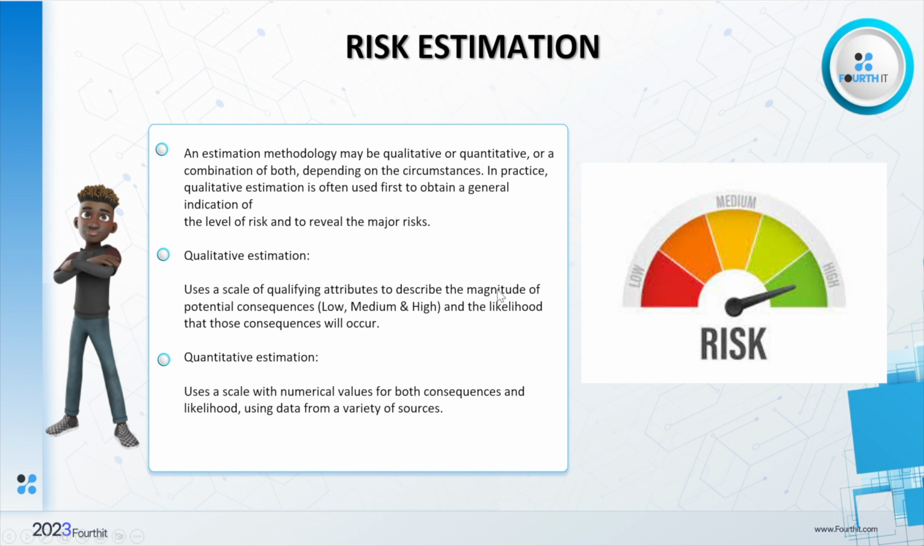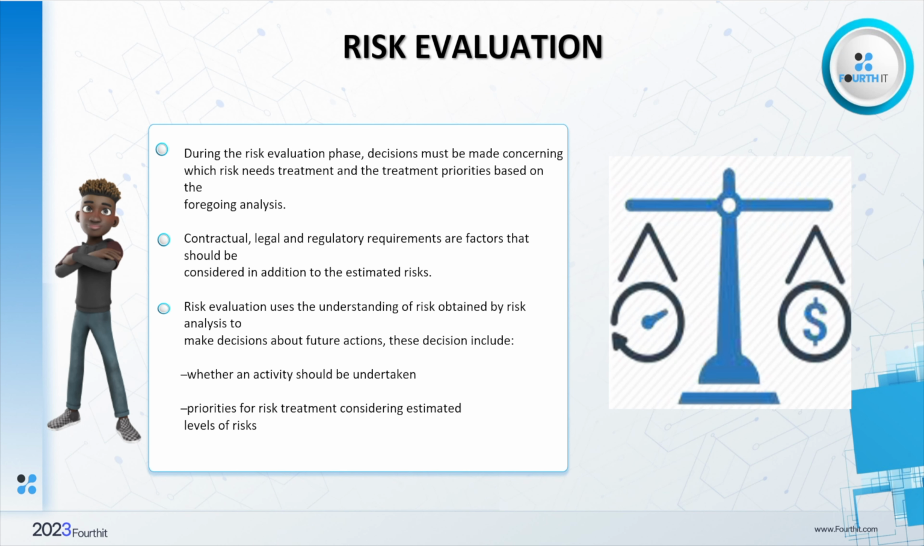Quantitative estimation has to do with using a scale with numerical values for both consequences and likelihood, using data from a variety of sources. So when it comes to quantitative, you are saying, for example, a scale of 1 to 5 or a scale of 1 to 7. We need to be able to estimate this to give us an idea of how to do our risk evaluation. And therefore, now let's move to what risk evaluation is.